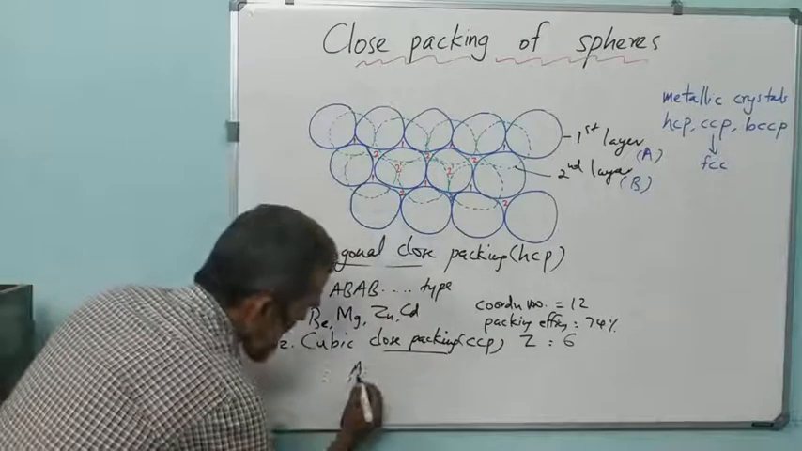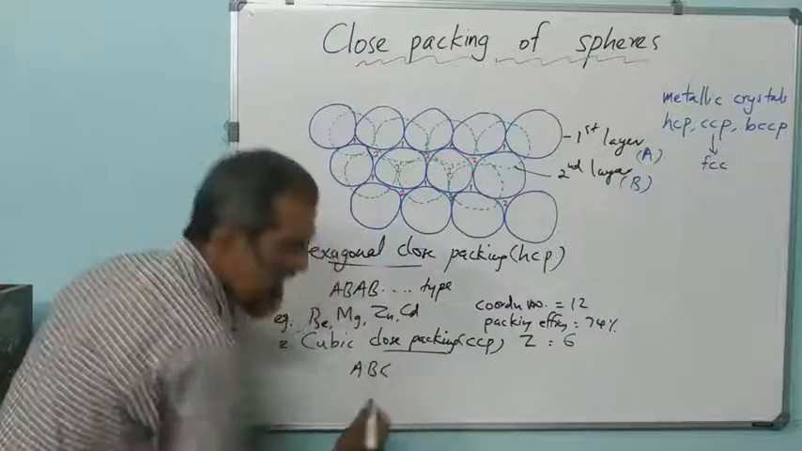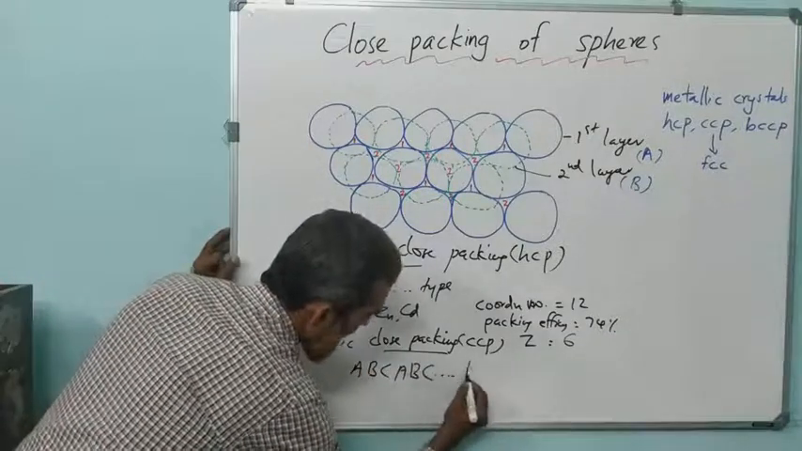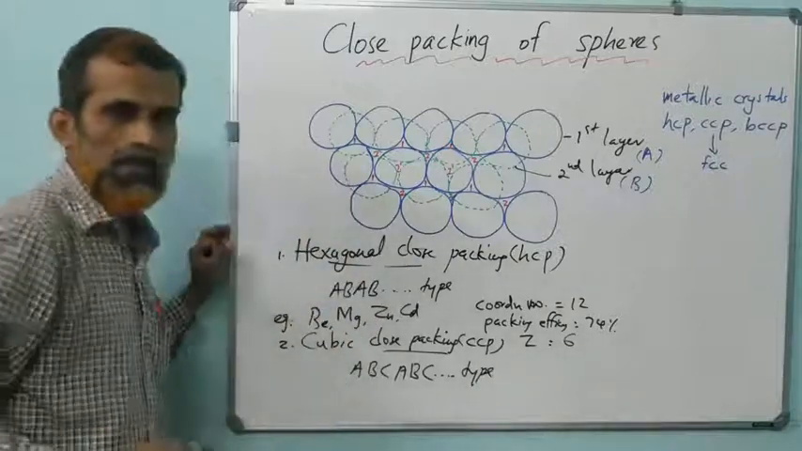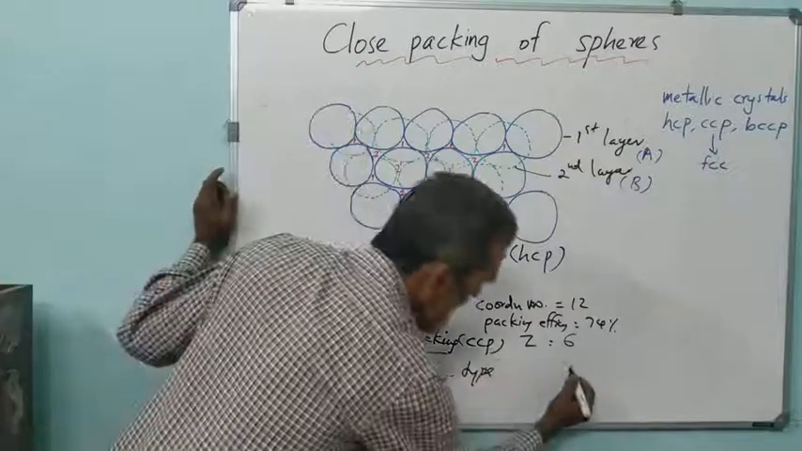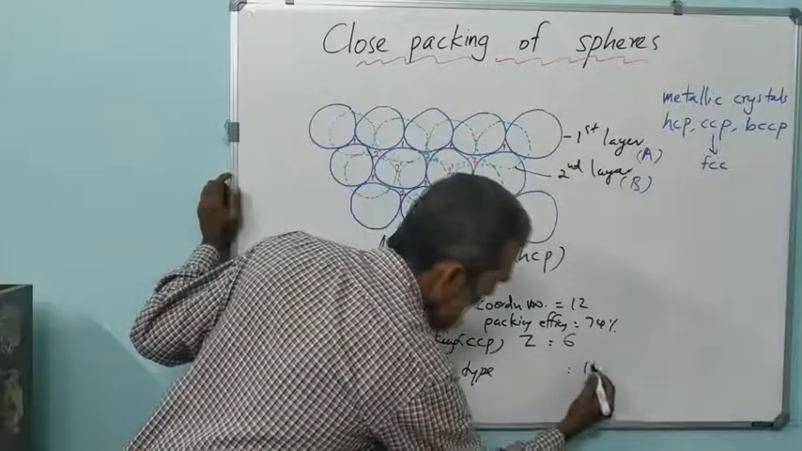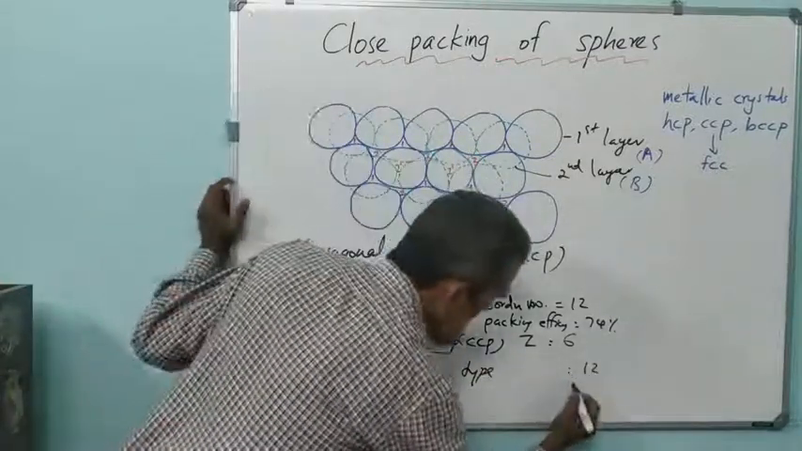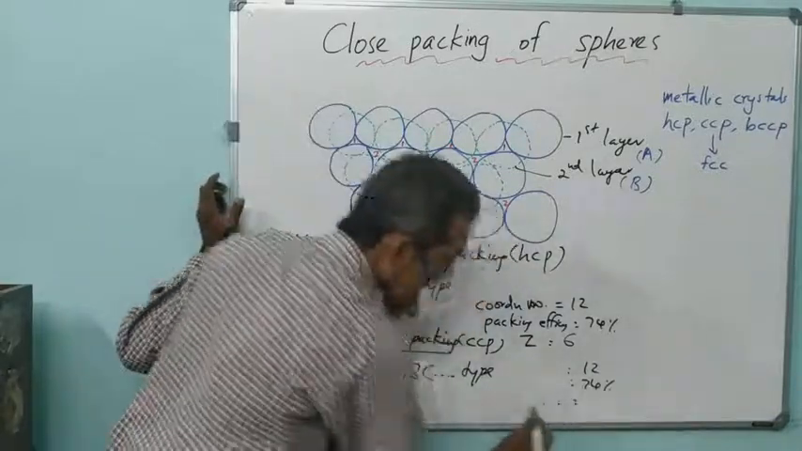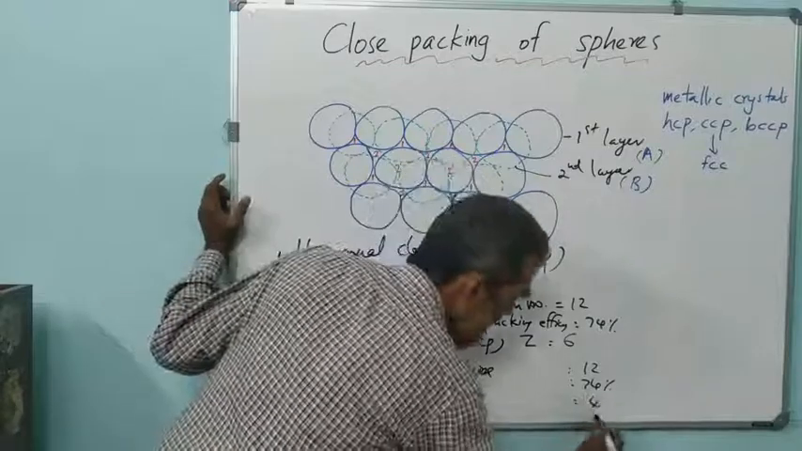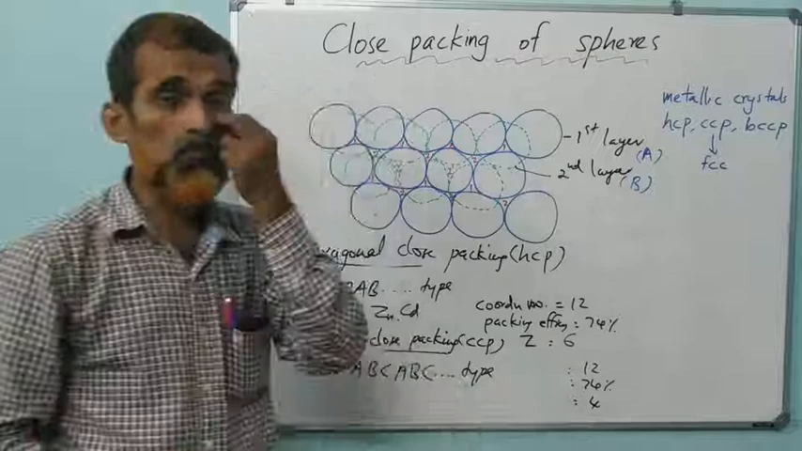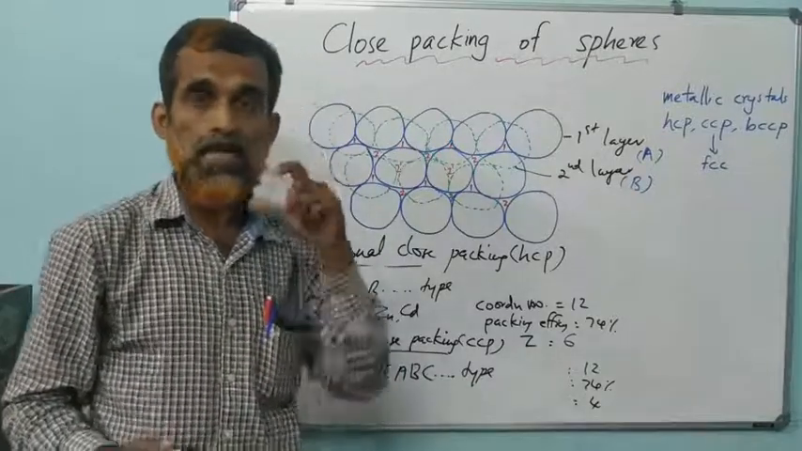So if the first layer is A, the second is B, the third is C, and the fourth, it will repeat ABC type. Right? CCP, cubic close packing. And here coordination number in this case is again 12. Packing efficiency is again 74%. But the effective number of particles is 4. And you know that effective number of particles is 4 in the case of FCC.